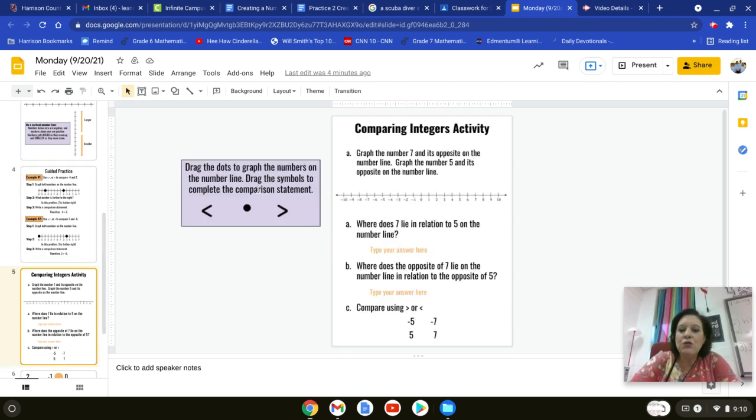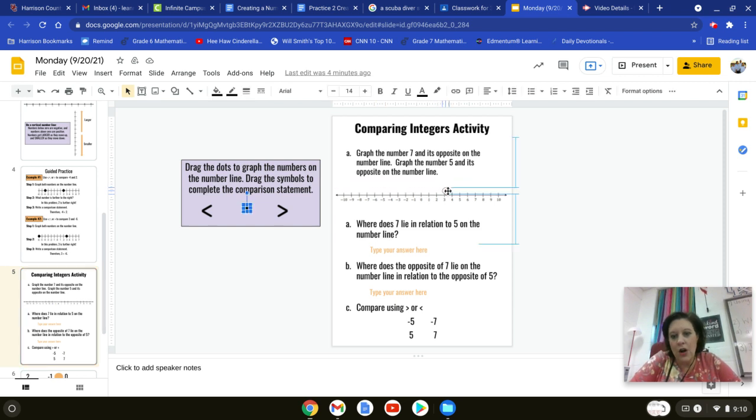So down here, it wants you to graph 7 and its opposite on the number line. So we're going to take 7 and it goes on the number line. And -7 is its opposite. Why? Because it's the same distance away from 0, but in opposite directions. Then you're going to take 5 and its opposite. What's the opposite of 5? -5. So we're going to place that on the number line. Now, keep it in mind, the further you are to the right, the bigger your number is. Okay? It's a big idea for today.